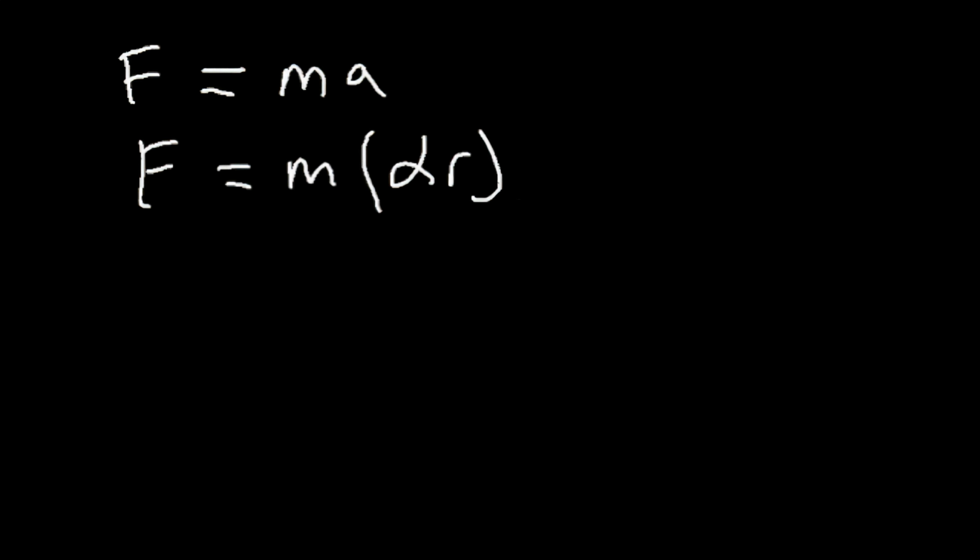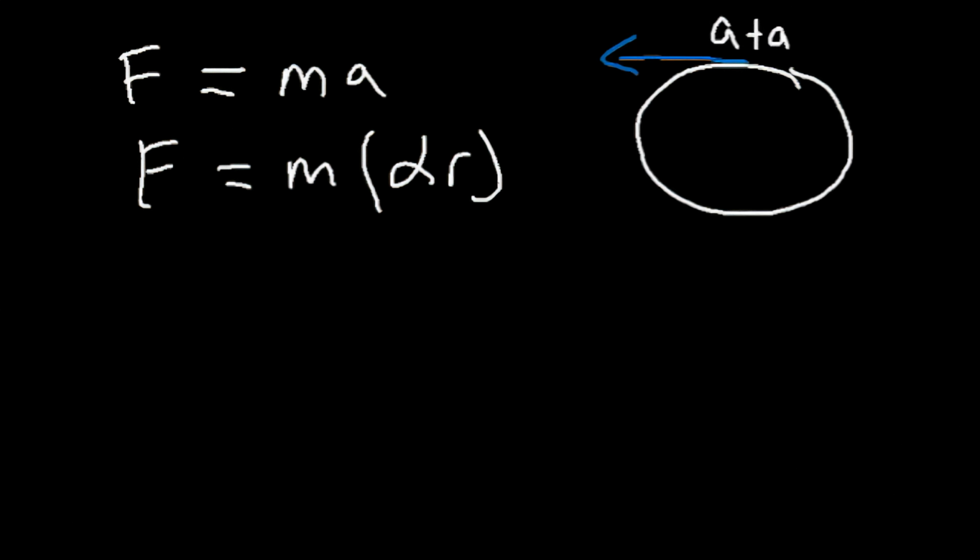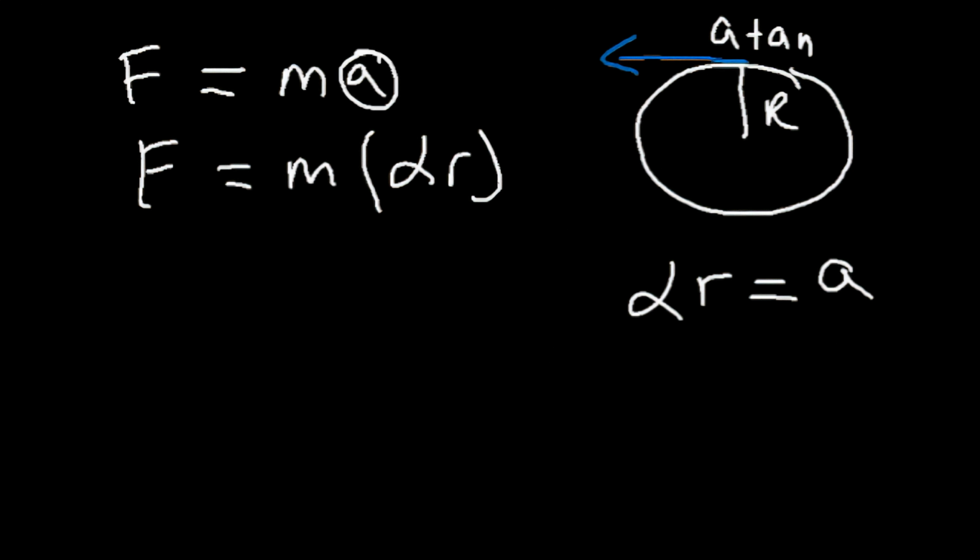So let's start with Newton's second law, F equals ma. Now what we're going to do is replace the acceleration with alpha times r. So let's say we have an object that spins. We know this is the tangential acceleration, and here's the radius. The angular acceleration times the radius is equal to the tangential acceleration. So we can replace a with alpha times r. Now we're going to multiply both sides by r.